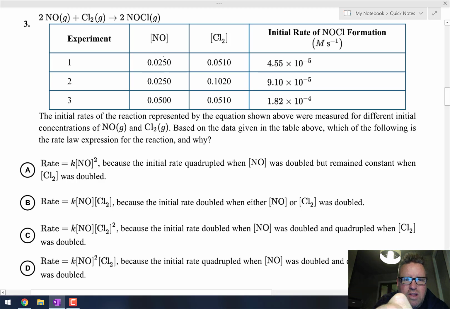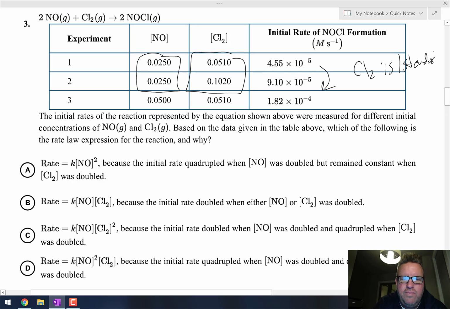So let's take a look here. Those two are staying the same. Here, it looks like Cl2 is doubling. And when it doubles, the rate of NOCl formation is also doubling. So therefore, we know that Cl2 is first order. So again, that can get rid of some answers. A is out and C is out.